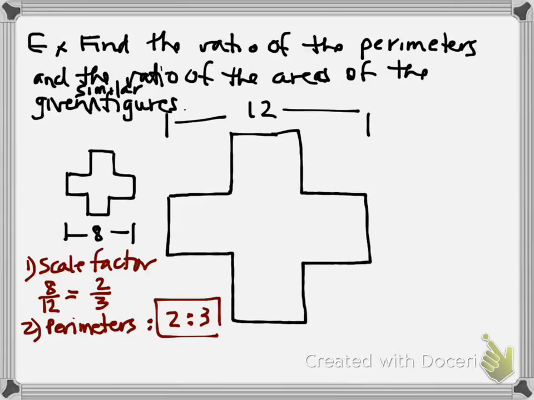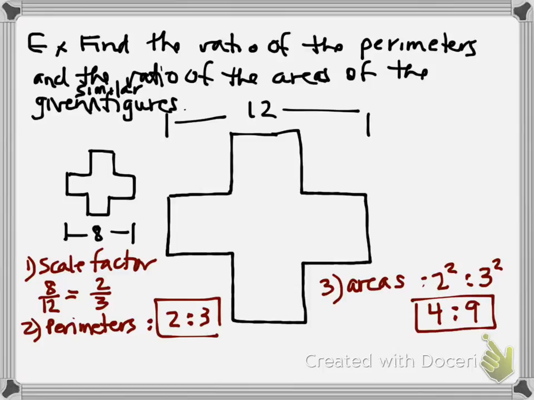Now when it comes to areas, I'm squaring 2 dimensions to come up with the areas. So what we're told to do is to take the scale factor and square. So we get 2 squared is 4, and 3 squared is 9. And that's all that we got to do on that one. Okay?